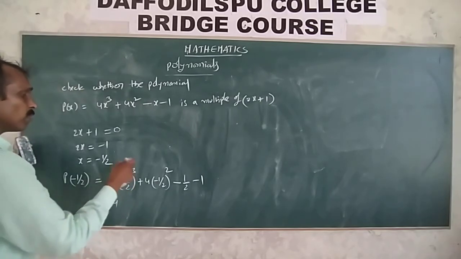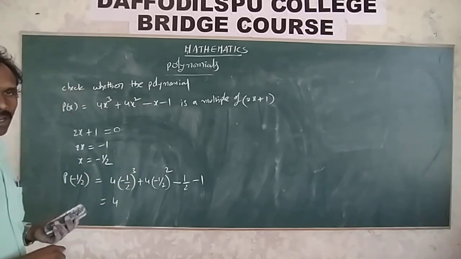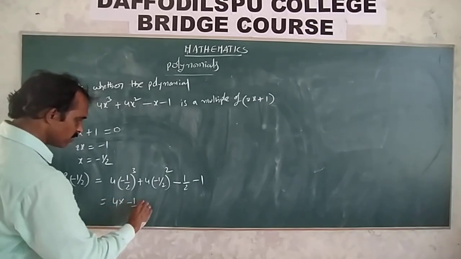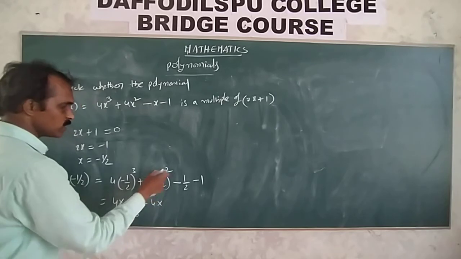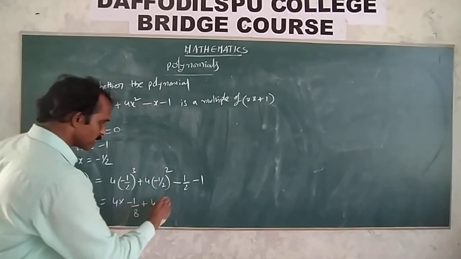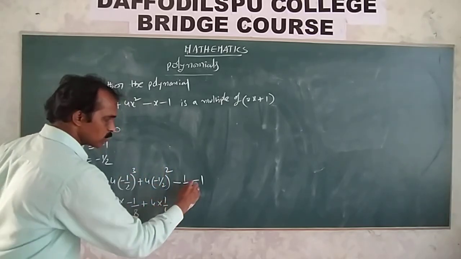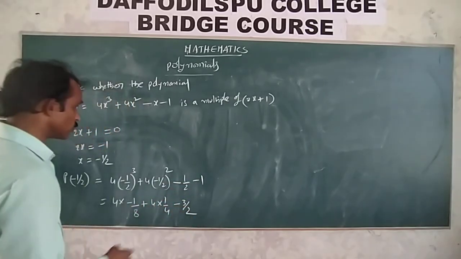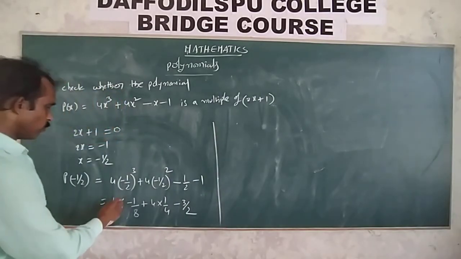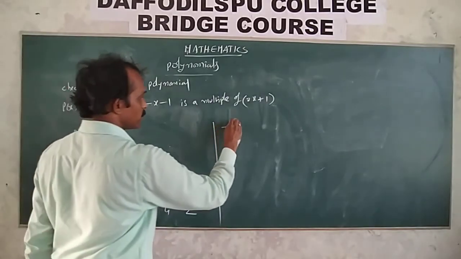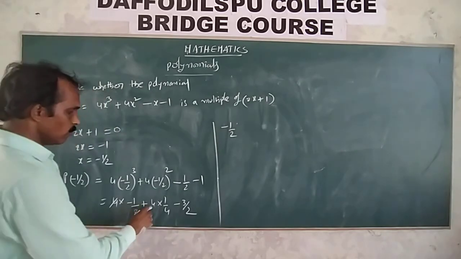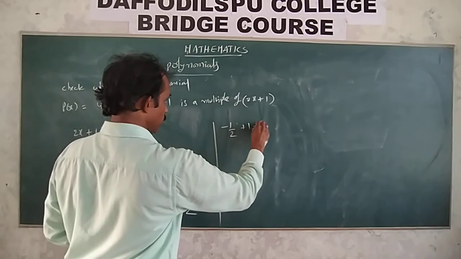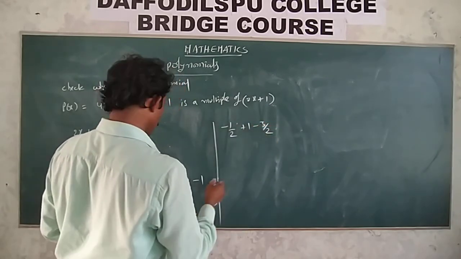4 into minus 1 by 2 whole cube: minus always, because the power is an odd number. That implies minus 1 by 8 times 4, plus 4 into minus 1 by 2 whole square, which is 1 by 4, minus 1 by 2 minus 1. So this value, 4 into 1 by 8 is minus 1 by 2, plus 1, minus 3 by 2.